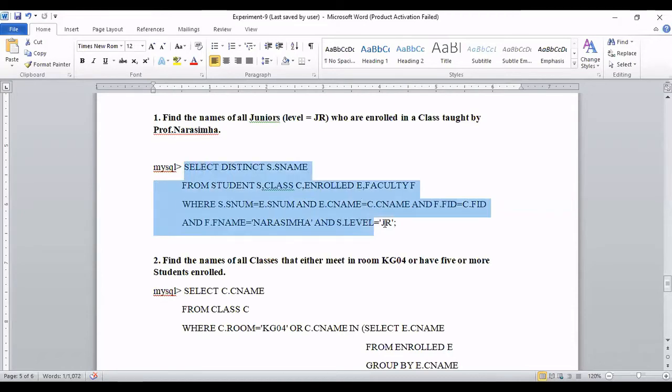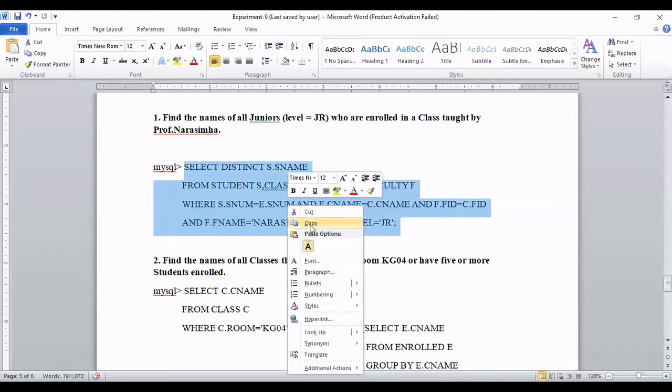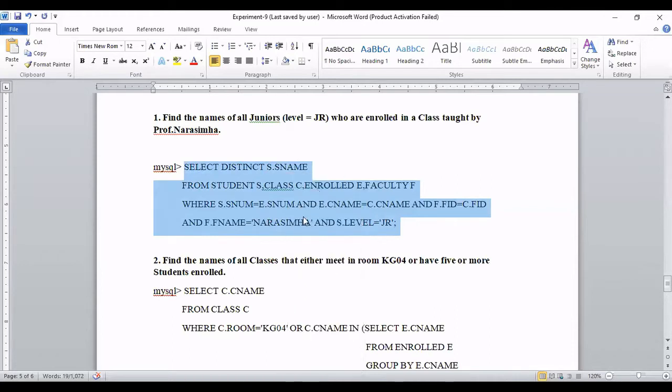You can copy this query from your shared Word document. I'm copying this query and executing. It will not work in the MySQL prompt because this comma and that comma are different, so that's why I'm typing it. Why are we using the distinct clause? So that the student name should not be repeated.